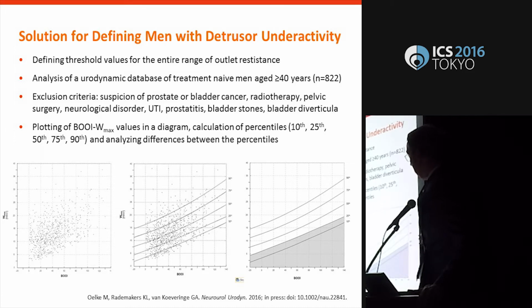Then we calculated the percentiles: the 10th, 25th, 50th, 75th, and 90th percentile. This is what we did. And then we were comparing these groups between these areas. And we found that everything under the 25th percentile is significantly different compared to the other percentiles above.